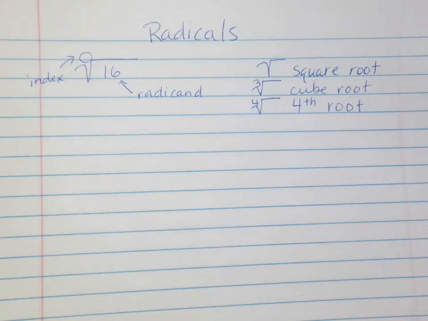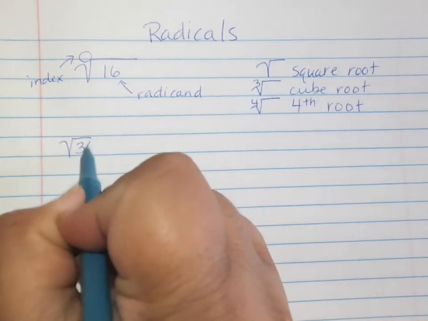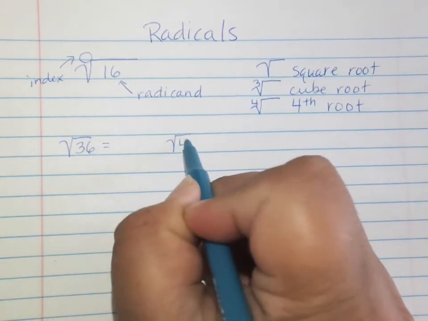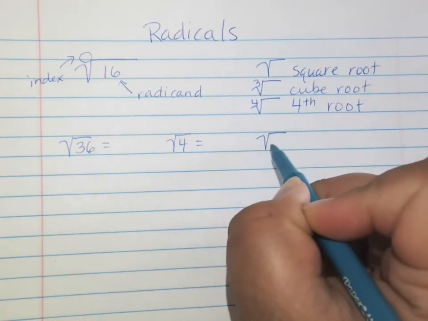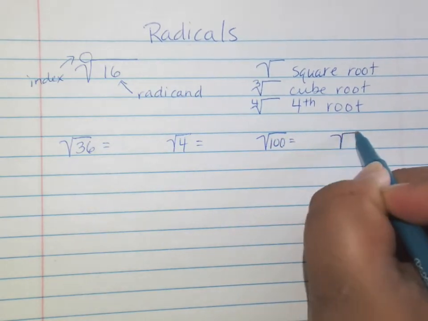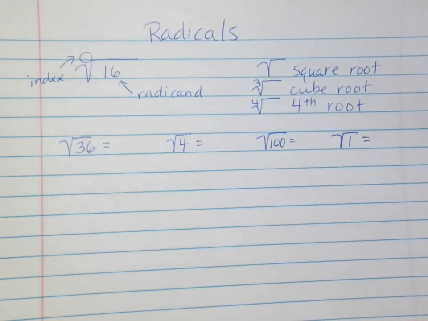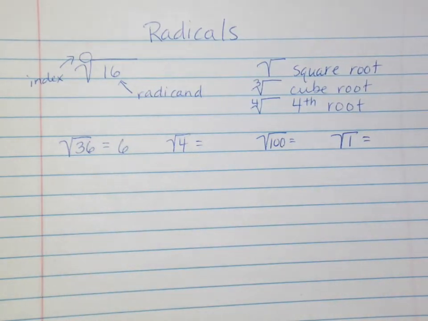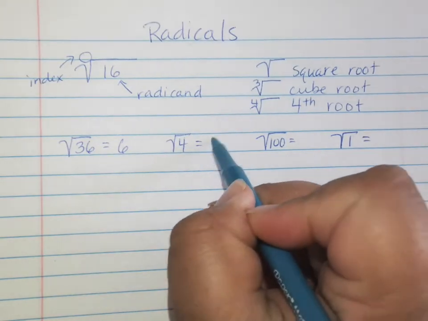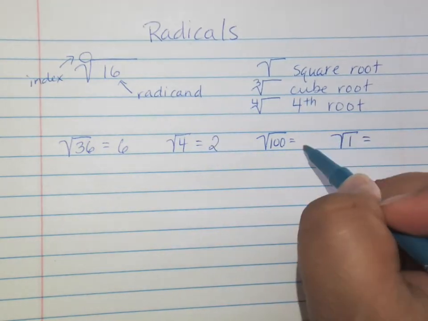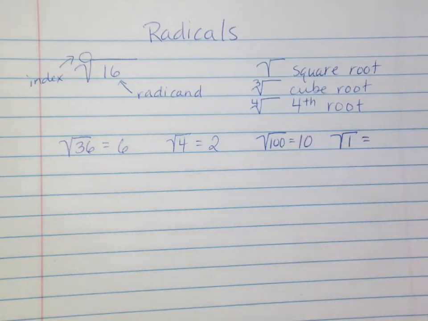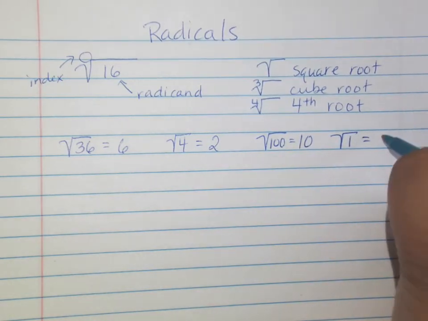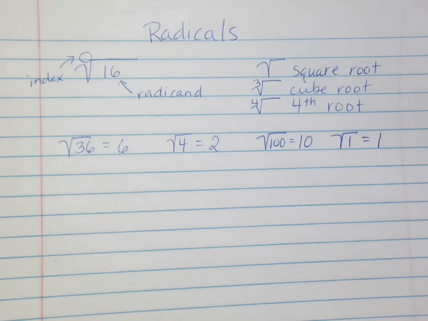Before we start simplifying, I'm going to give you a couple to warm up, some mental math, because I'm pretty sure you guys remember most of these, hopefully. Okay, so square root of 36. 6, because 6 times 6 is 36. Square root of 4, 2. Square root of 100, 10. And square root of 1 is 1, because 1 times 1 is 1. So hopefully that brings back some memories.